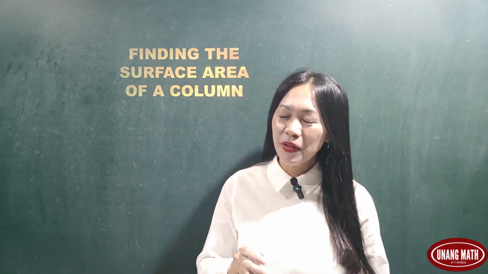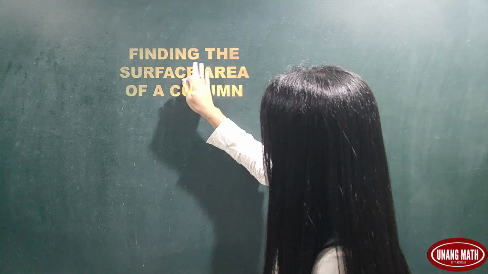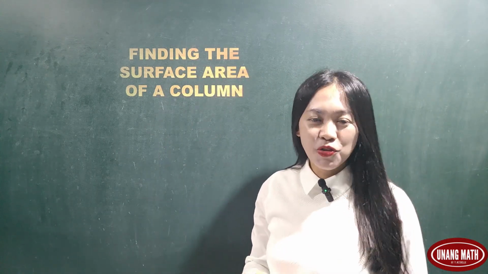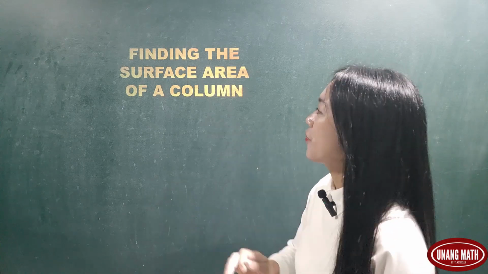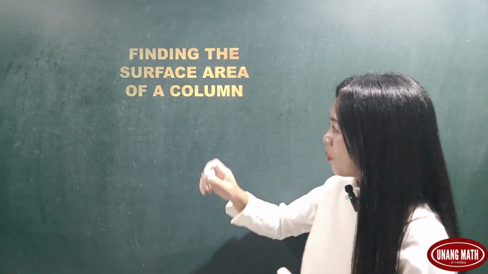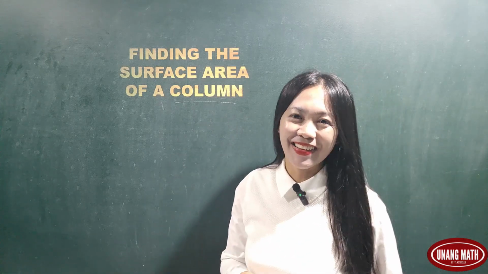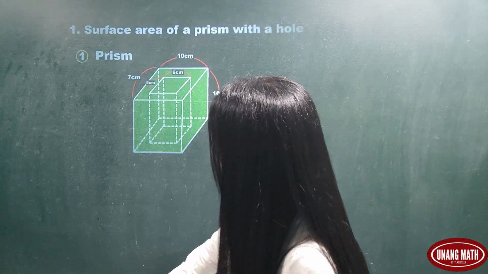For this episode, our lesson is finding the surface area of a column. I'll be showing and explaining how to find the surface area of a column. When we say column, this is a prism and cylinder. Okay, let's start with prism.